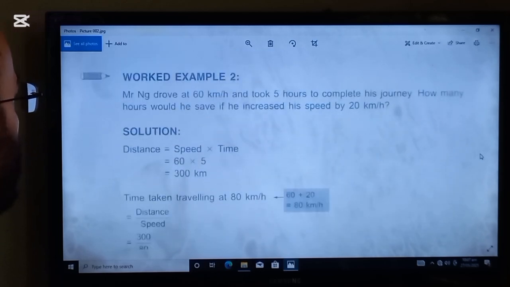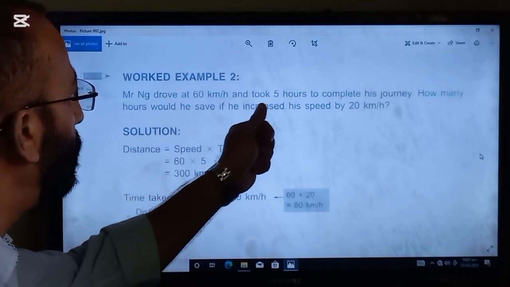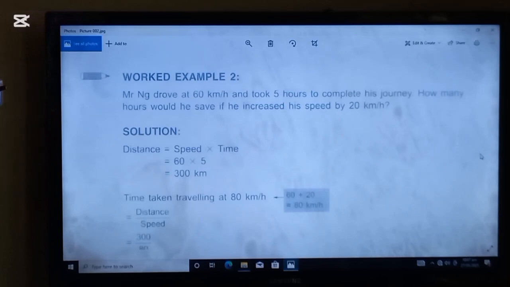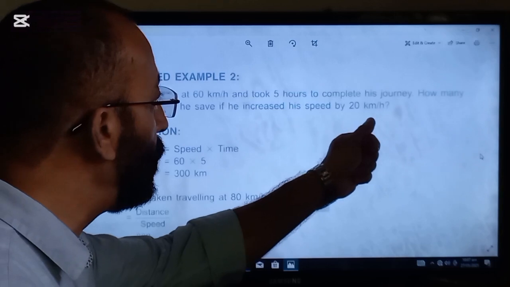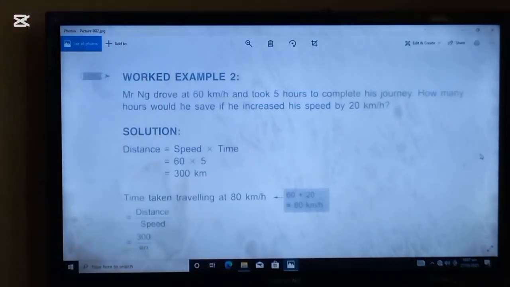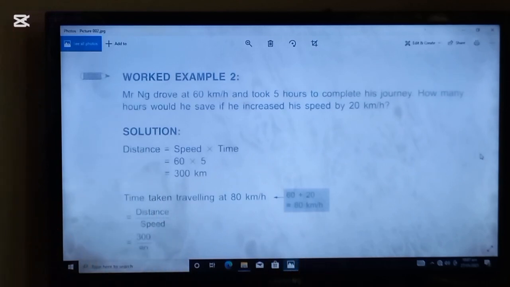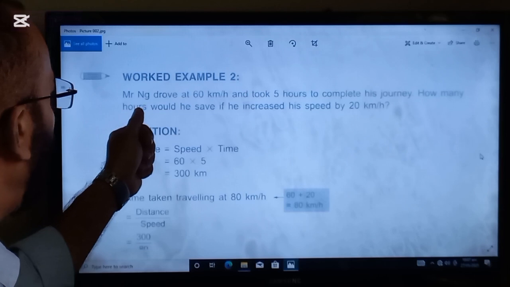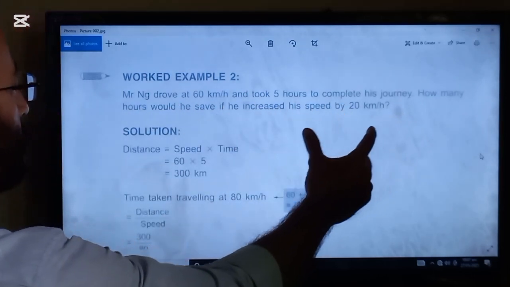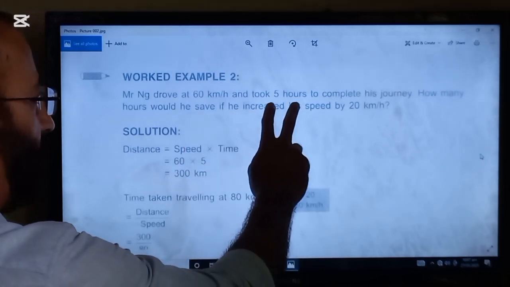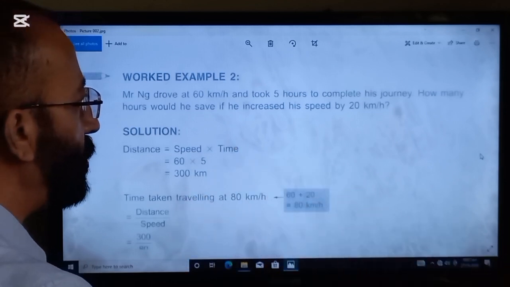And the other question is here. Mr. Nug drove at 60 km per hour and took 5 hours to complete his journey. How many hours would he save if he increased his speed by 20 km per hour? Now look, because how many hours is the requirement, it means time is the requirement. So first the values are given, that is 60 km per hour and 5 hours to complete his journey. Because speed and time are given, we will find the distance first. How much distance is required to cover?